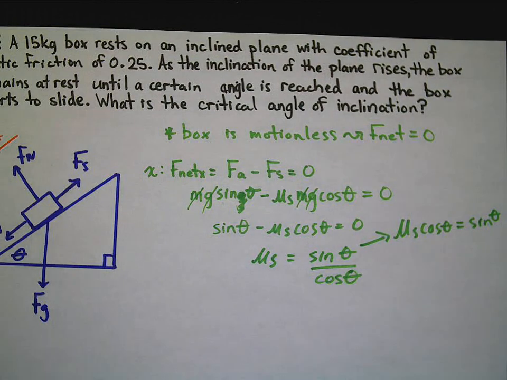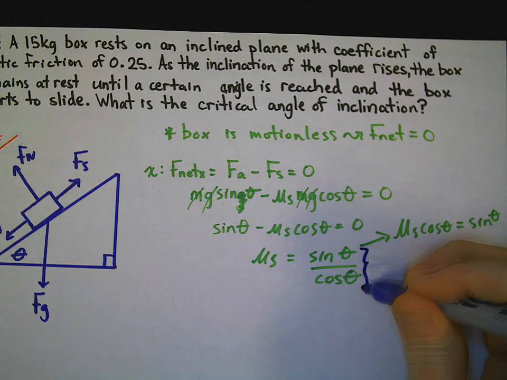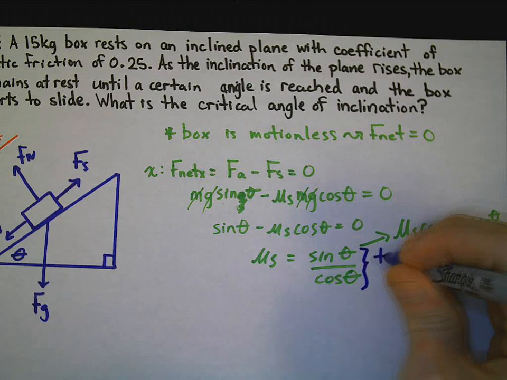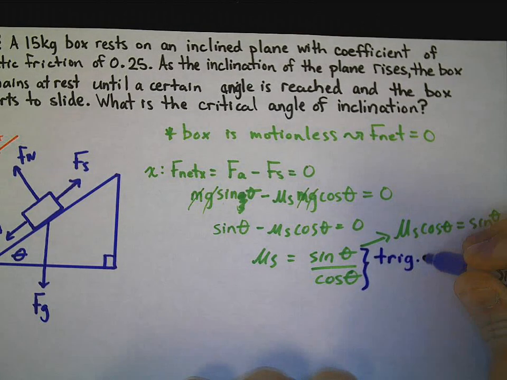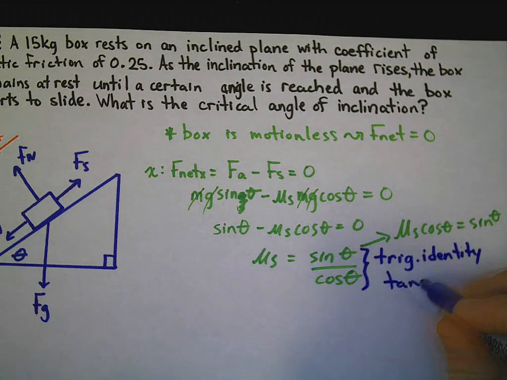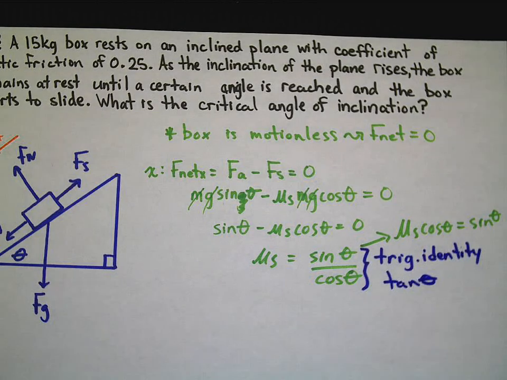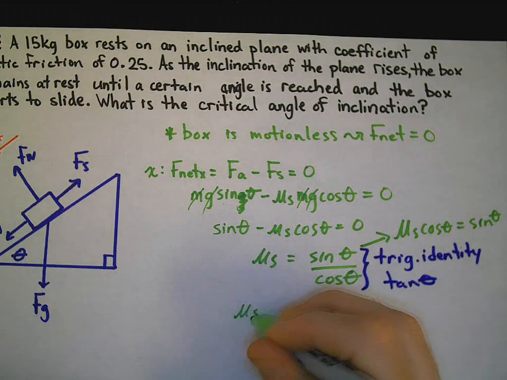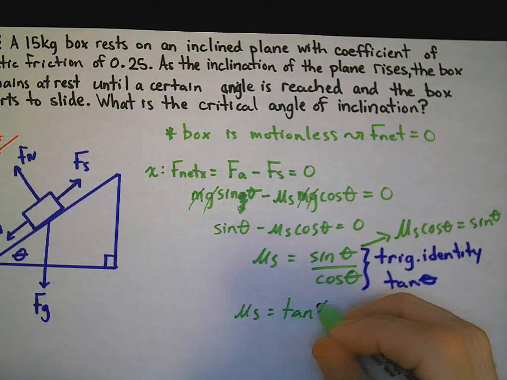Anybody who's ever taken the 4U Advanced Functions course should recognize this guy right here, the sine theta over cosine theta. Or if you're taking it right now, do not worry. If you don't know this, that's fine. I'm just telling you right now, it's a trig identity. If I ever have sine theta over cosine theta, that's automatically tan theta. So that tells me in this case that mu s is equal to tan theta.